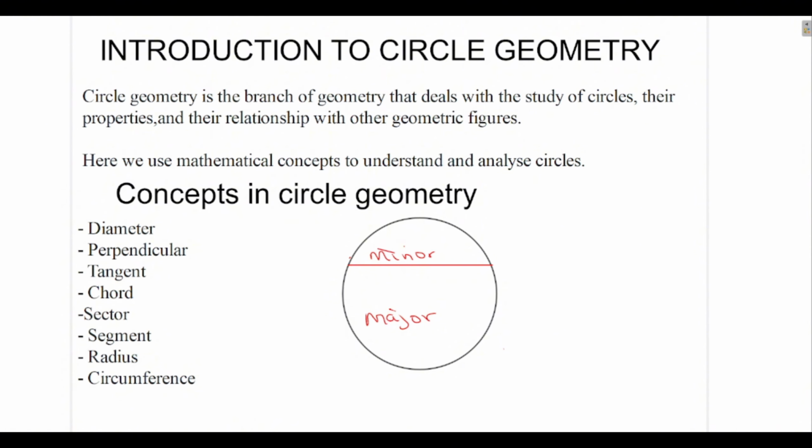Then the next ones are radius and circumference. Of course, we know a radius is a line that goes from any part of the circumference to the middle point of the circle. So let's say this is the middle point, and this is a radius. It can be from any part. Then next is the circumference. The circumference is the outer part of the circle, like the perimeter of the circle, just around the circle like this.